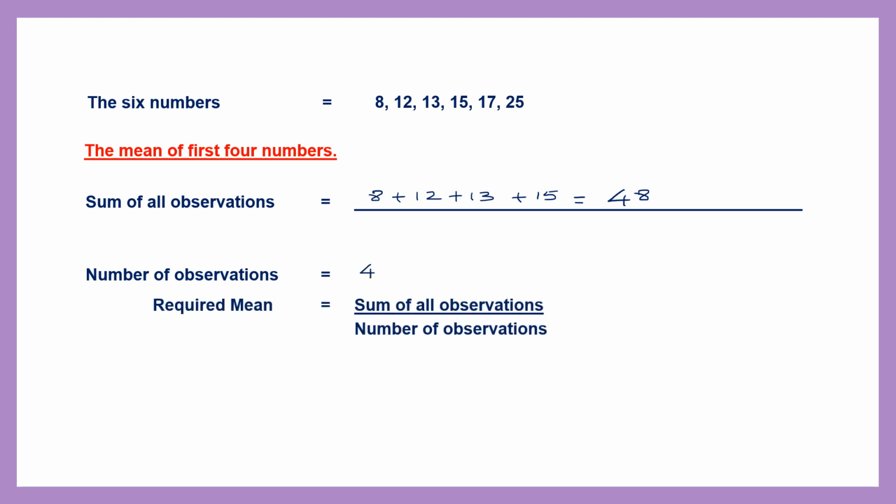Now let's find the mean: sum of all observations by the number of observations. So the sum of all is 48, and the number of observations is 4. Divide 48 by 4. You can do it here itself. 4 ones are 4 and 4 twos are 8. So what is our answer? 12. So the required mean here is 12. We've been asked to find the mean of the first 4 numbers, so the mean of the first 4 numbers is 12.